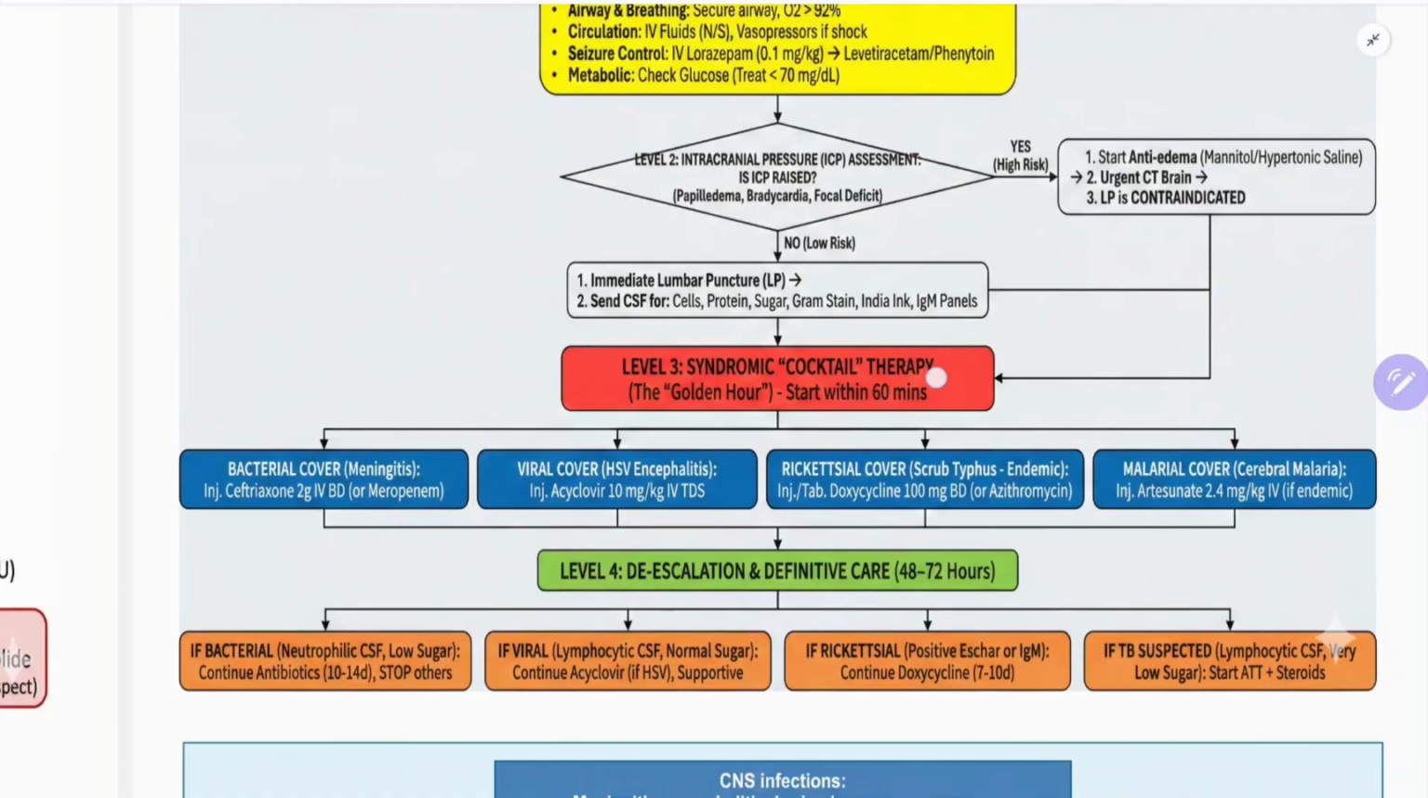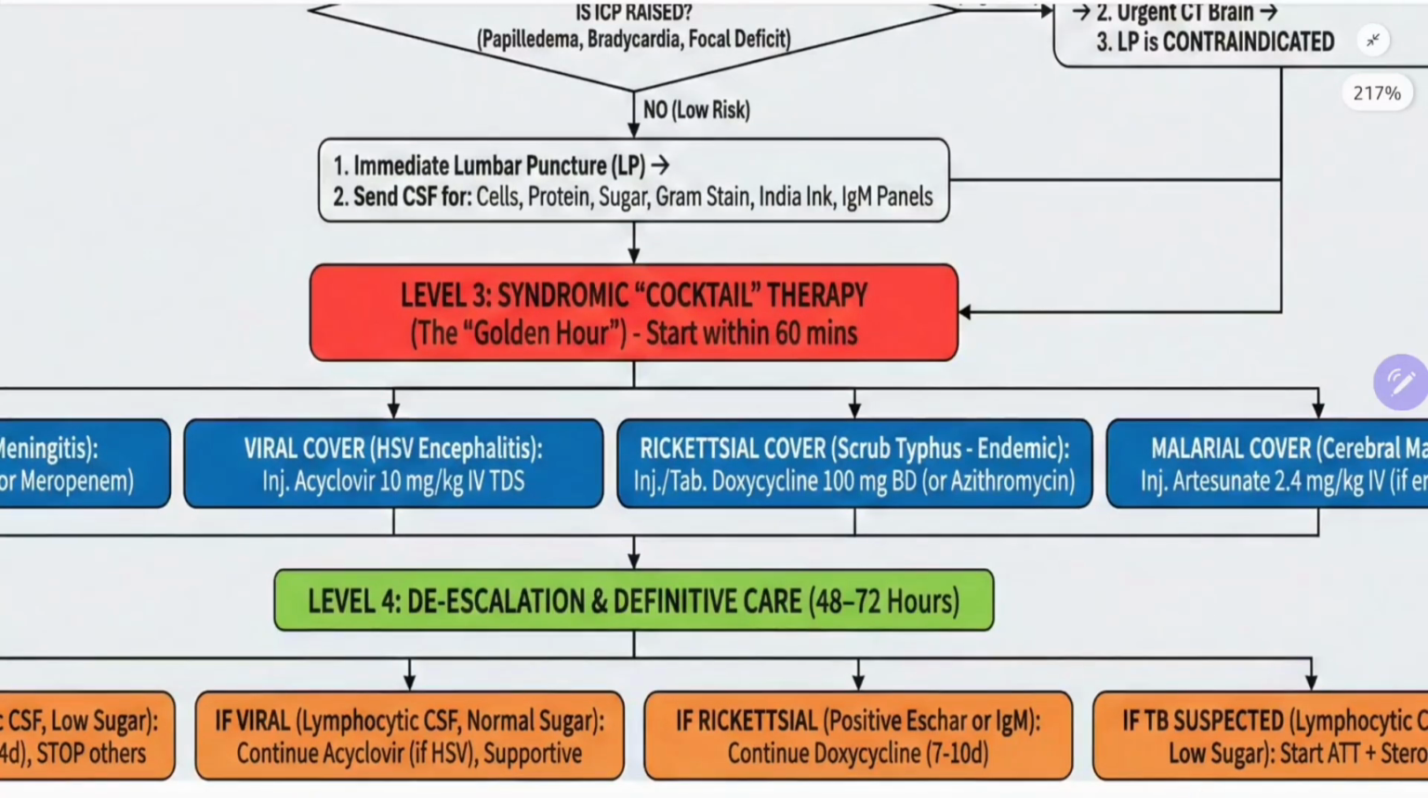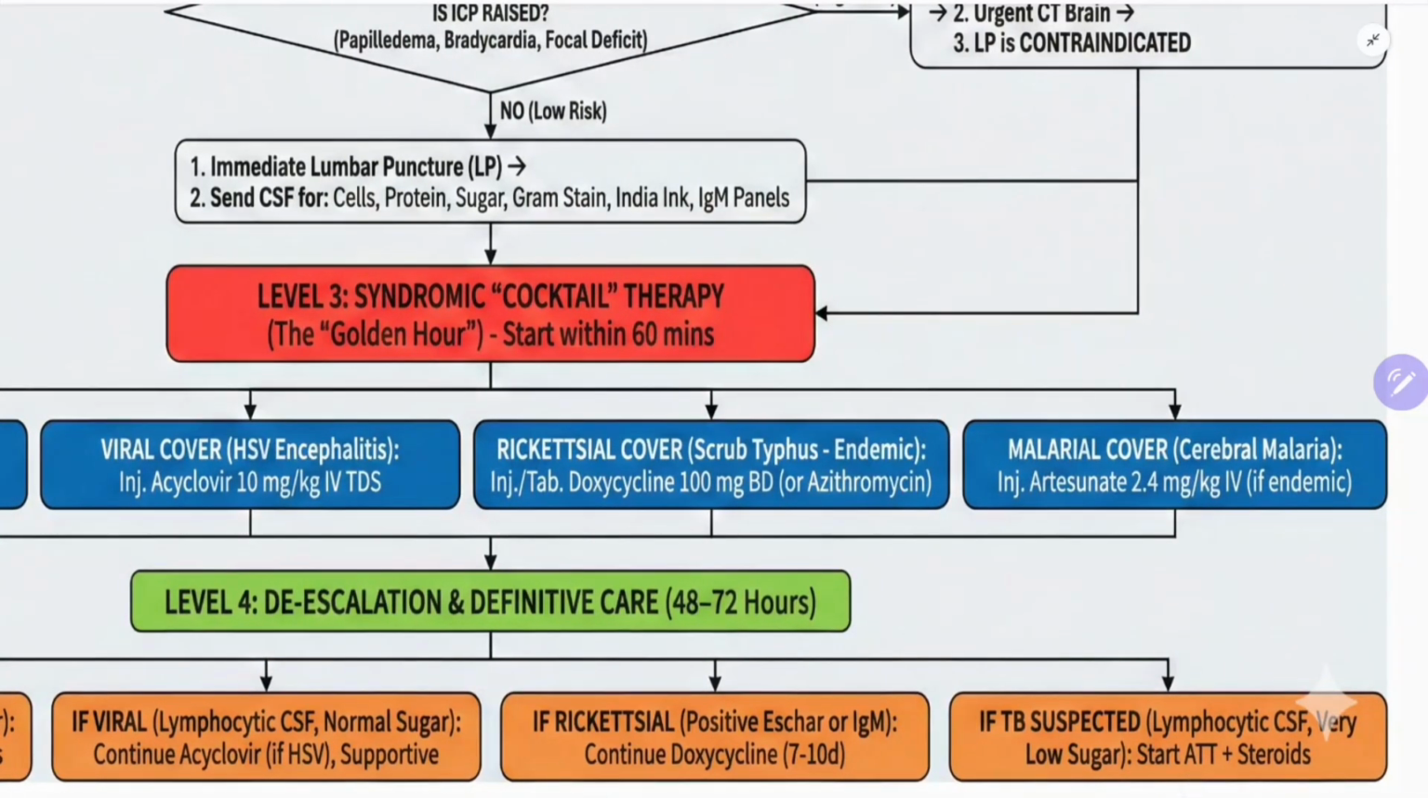For viral, you should consider the common cause, HSV. Injection acyclovir 10 mg per kg IV 3 times should be given. Rickettsial cover, scrub typhus, endemic: injection or tablet doxycycline 100 mg BD should be given, or you can give azithromycin. Malarial cover should be given, that is IV artesunate 2.4 mg per kg IV.